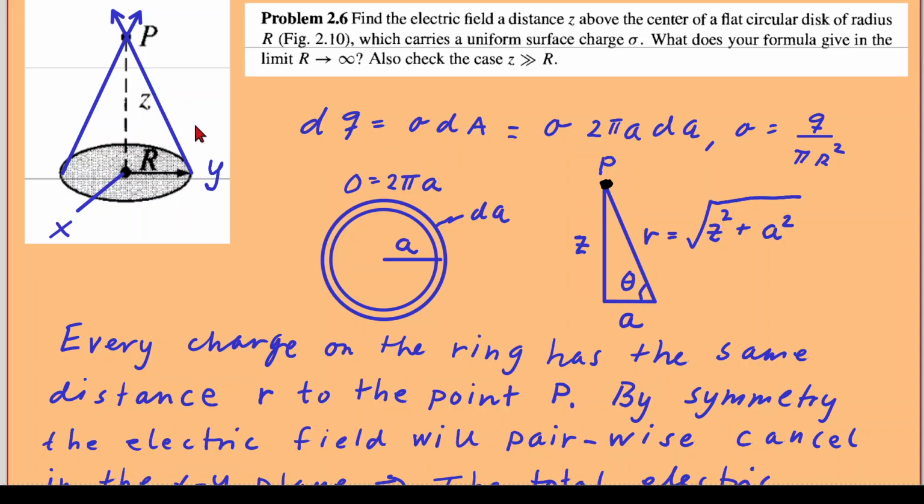Okay, let's take a look at the following problem. Here is a circular flat disk with charge density on the surface. And the question is, what will the electric field be in the point P here? And how are we going to solve this problem? And what will you learn?